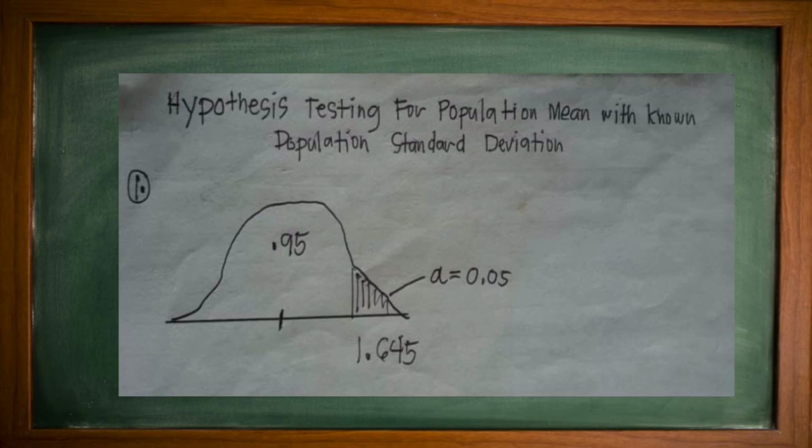Okay, so ito po pala yung ating curve, normal distribution curve. Meron po tayong 0.95, so yan po yung ating confidence level. And then meron po tayong makikita dyan na naka-shade sa ating right side, which is yan po yung ating alpha value for the rejection region. Meron tayong 0.05, and then sa baba po is yung ating critical value, 1.645. Okay, so yan po yung ating number 1.